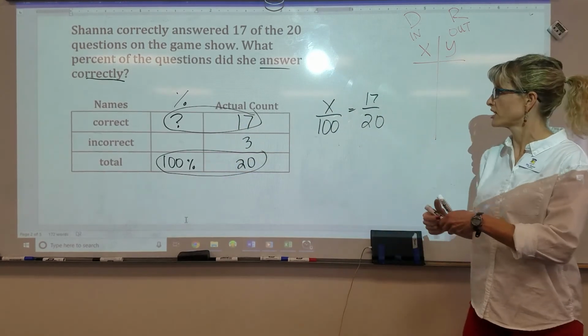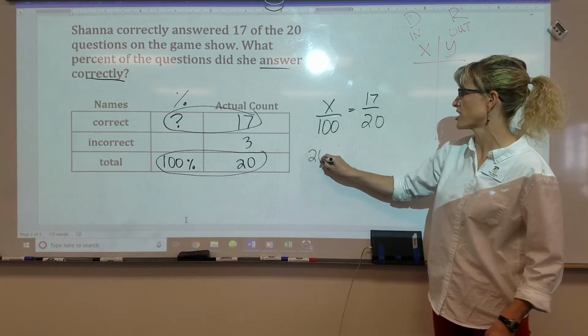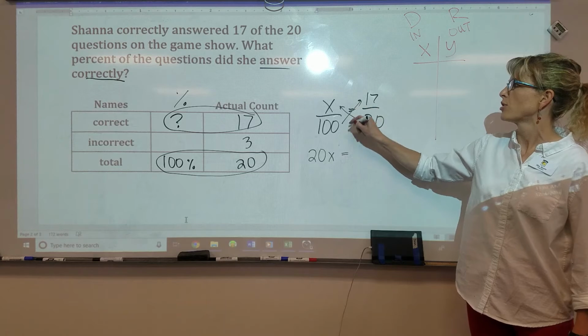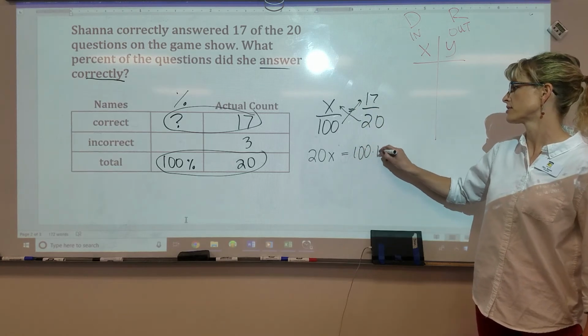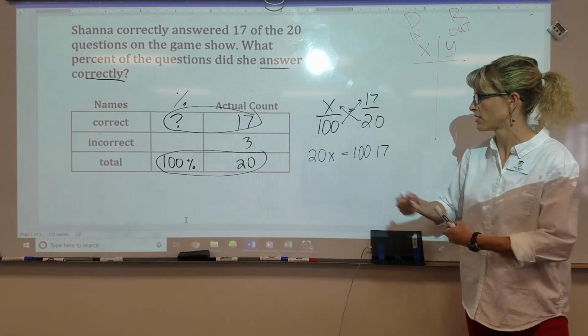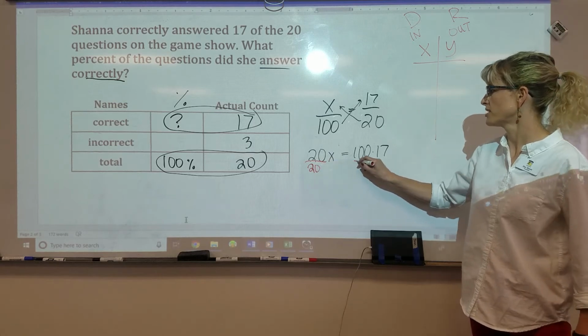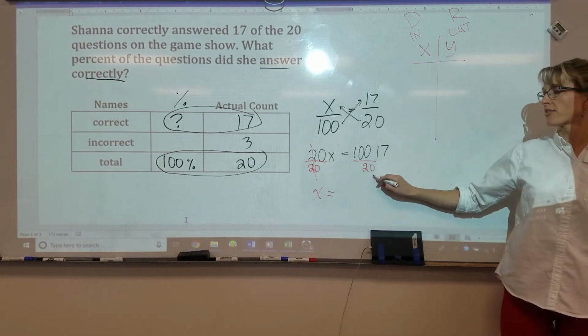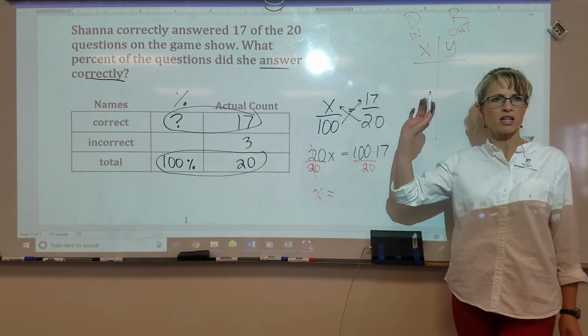Now let's use our calculators and do a quick cross product and solve. 20 times x equals 100 times 17. And I'll show you the shortcut next. We're going to divide by 20 and divide by 20. Type that into your calculator. 100 times 17 over 20. As soon as you have that, put your pencil up.